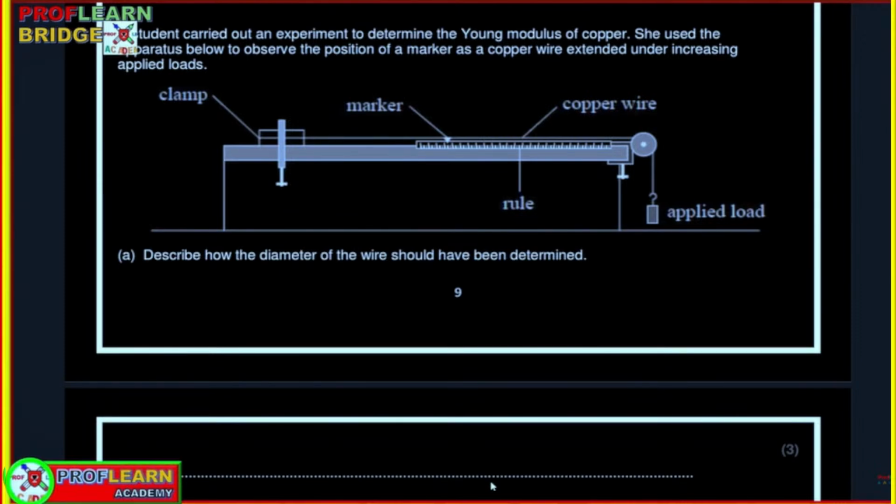Remember, the diameter of a wire can be determined using the micrometer screw gauge. But in this question, we are supposed to describe. So meaning we are going to measure the diameter in different orientations, in different positions along that wire, and then we get different values which we are going to add, divide by the number of values that we have taken, meaning we work out the mean or the average of the data taken for accuracy.